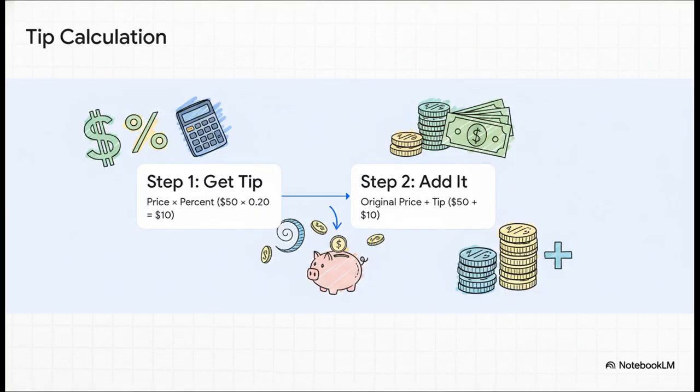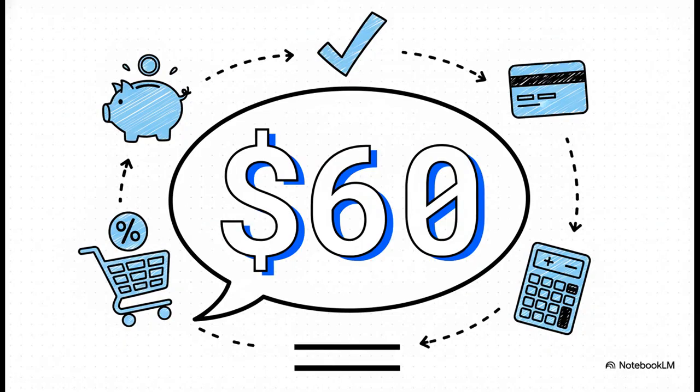Let's apply our rule. So for step 1, we find that percent amount. We take the price, $50, and multiply it by the 20% tip, which is 0.20 as a decimal. And that gives us $10. Easy enough. Now for step 2. Since a tip makes the cost go up, we simply add that $10 to the original $50. And boom, just like that, the final total is $60. See? It's a really straightforward two-step process that completely removes all the guesswork.